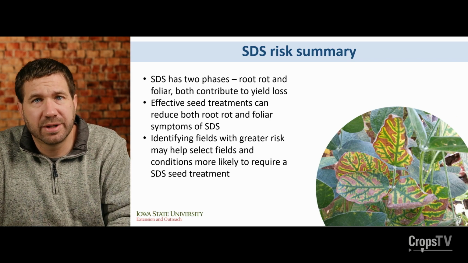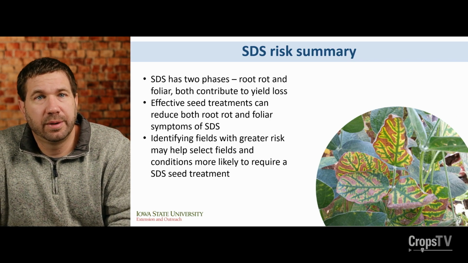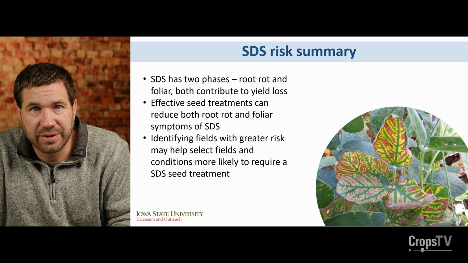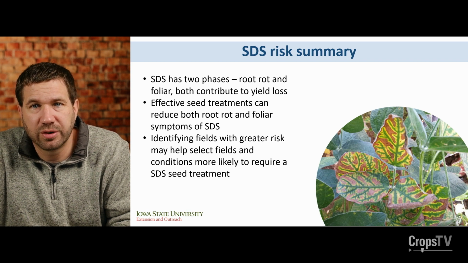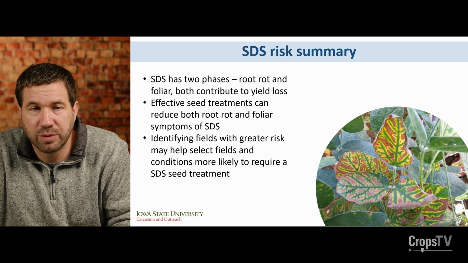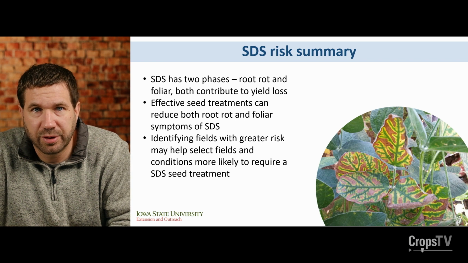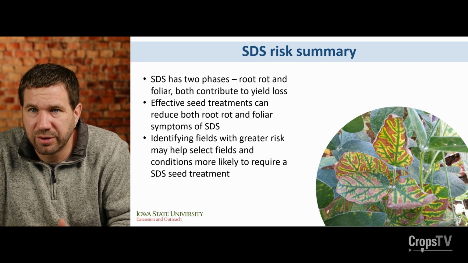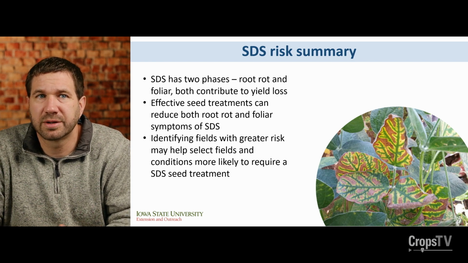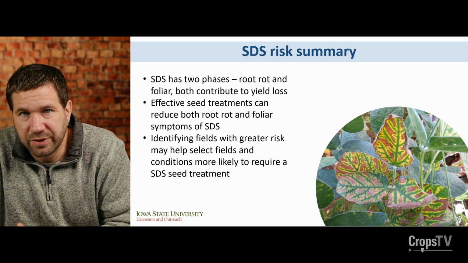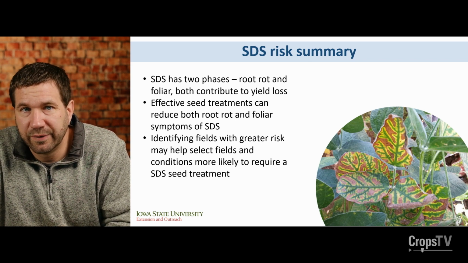All right, to summarize sudden death syndrome, remember, SDS has 2 phases, root rot and foliar. They both contribute to yield loss, and they both should be managed. The foliar symptoms are usually the ones that we're focused on because they're probably contributing more to that yield loss. We know that effective seed treatments can reduce both root rot and foliar symptoms.